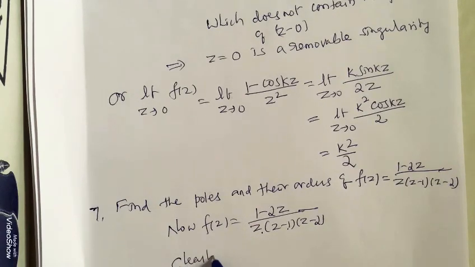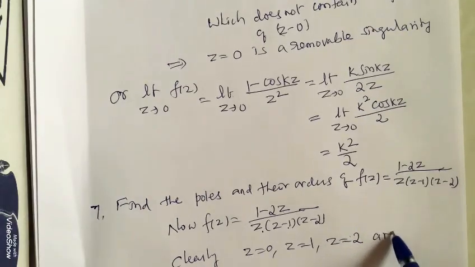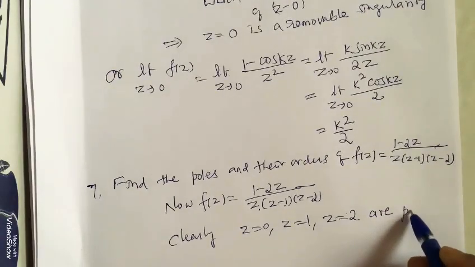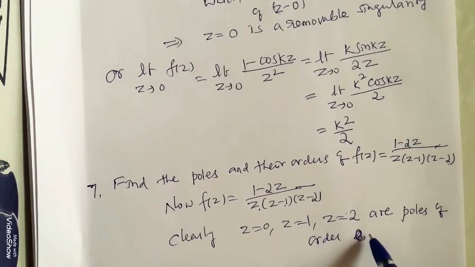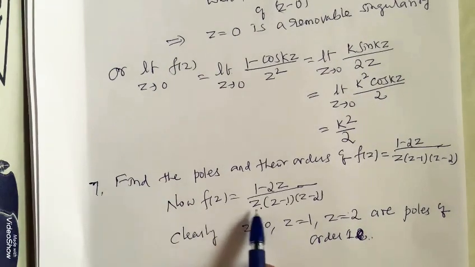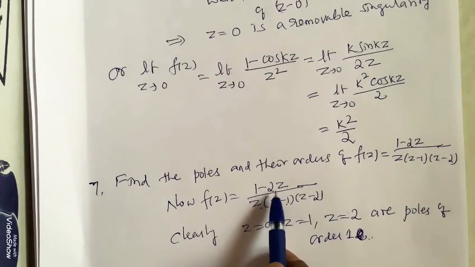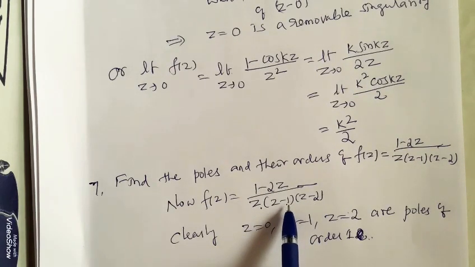Clearly, z is equal to 0, z is equal to 1, z is equal to 2 are poles of order 1, not 2. Poles of order 1 here, because all of them have the power 1 itself. Because limit of z into f z as z tends to 0, z will be cancelled, and remaining you can put 0 there. 1 divided by minus 1 minus 2, it is 2. So 1 by 2 you are getting, it exists here.